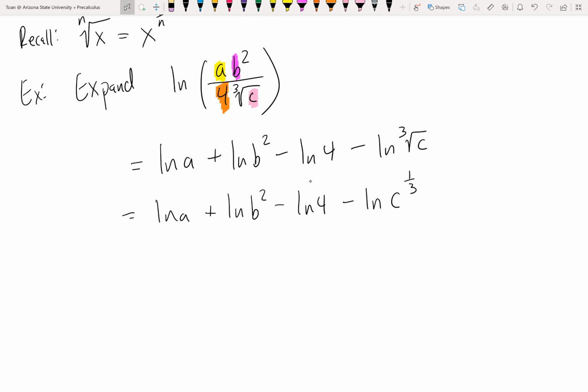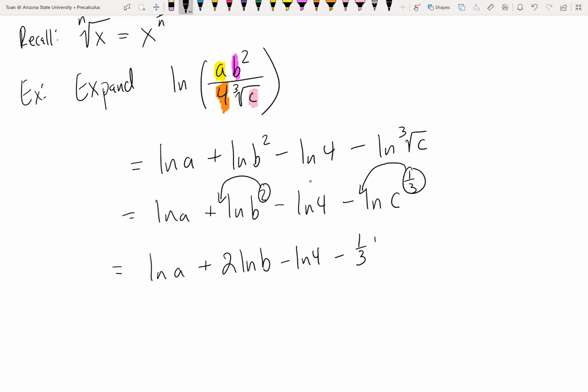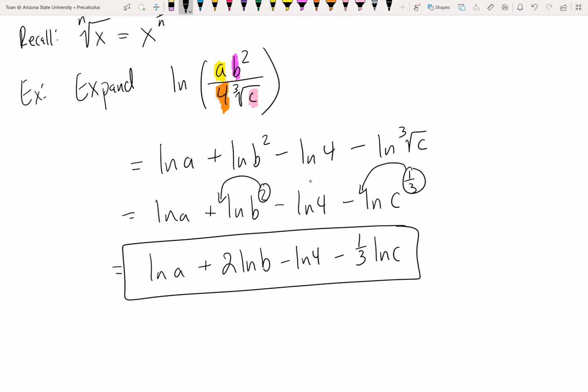Now, once I have everything as exponents, you just use the exponent rule. Anything that has an exponent, just move it in front of its log. So your final expanded form is the natural log of a plus 2 natural log of b minus natural log of 4 minus 1/3 natural log of c. That is the expanded form of that example. So expansion, application of properties: every single individual factor will get its own log, figure out if it's positive or negative, bring down the exponents.